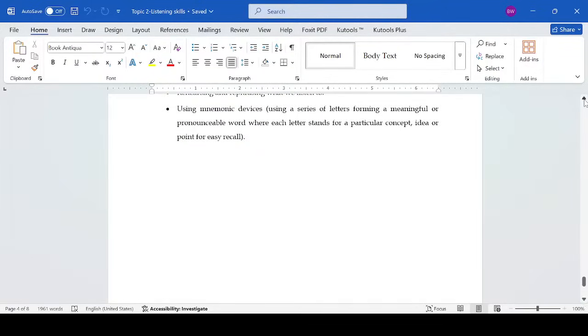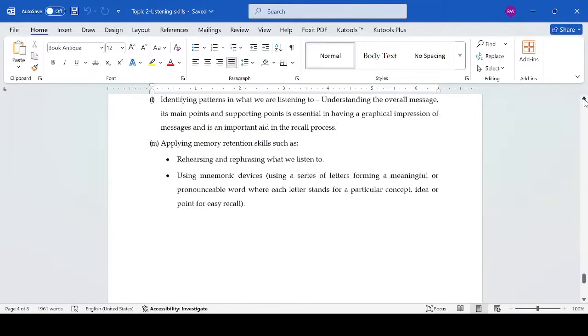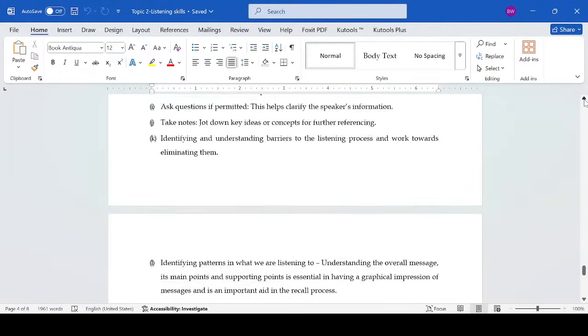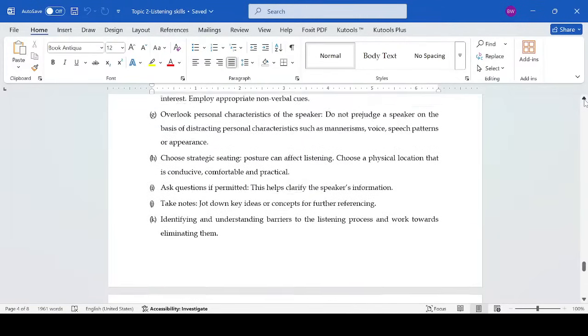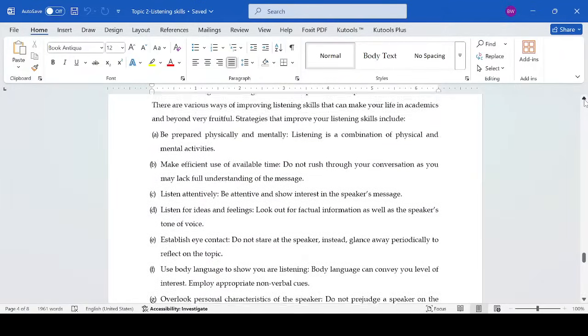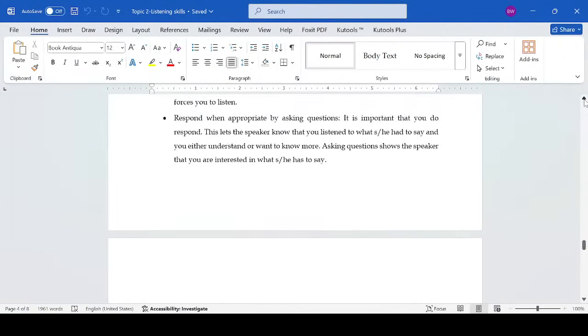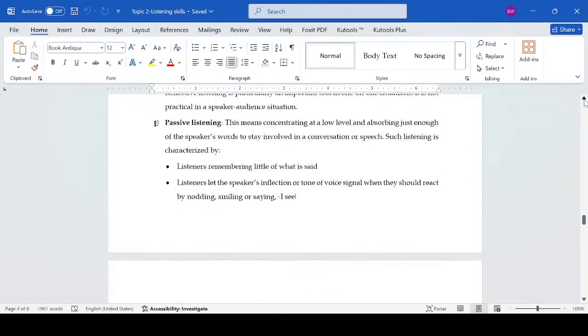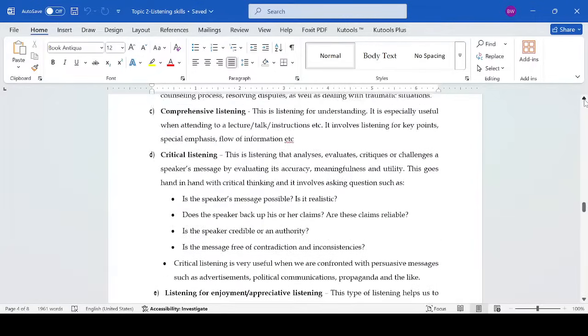I wish to say that because listening is going to form a great part of your studies at this level, there will be opportunities for you to speak, even in the classroom, but most times you will be listening. And so, because of that, you need to ensure that your listening skills keep improving.